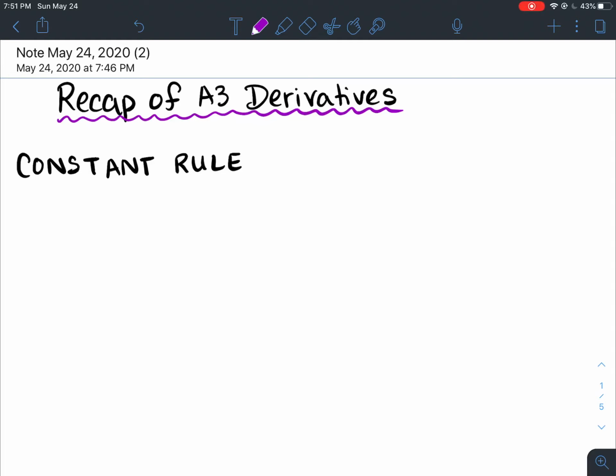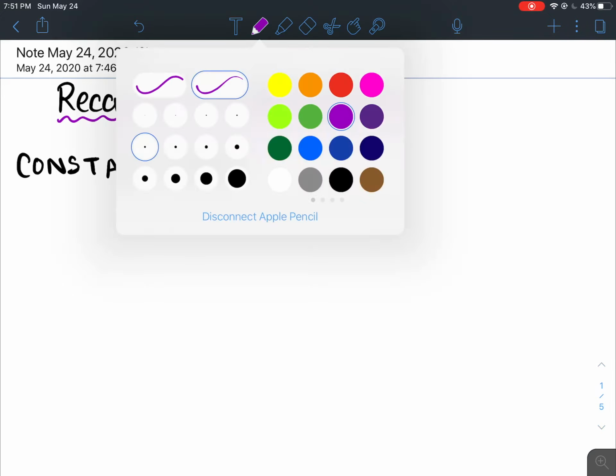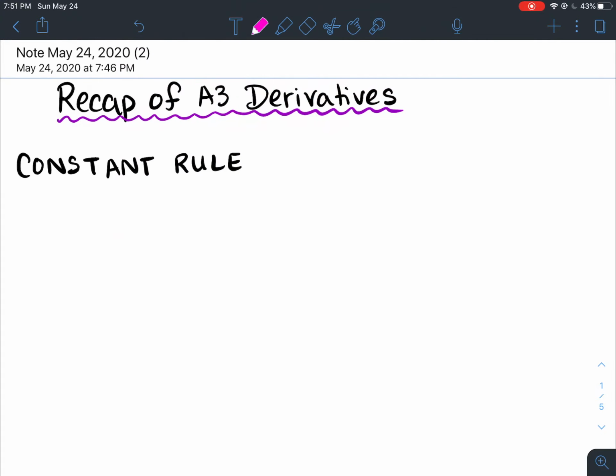All right, here's a quick recap of everything we learned in A3 so far. So these are all of our derivative rules. In A2, we learned about first principles, and then in A3, we learned that first principles takes forever, and there are actually rules that somebody discovered that can get us the derivative really fast. So I'm not proving anything or going into super detail. I'm just showing you the rules really fast.